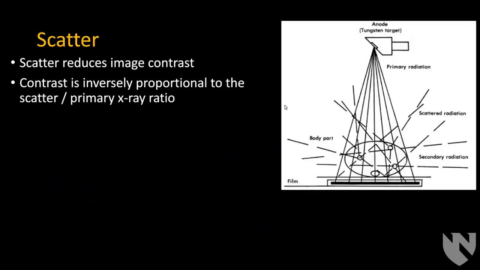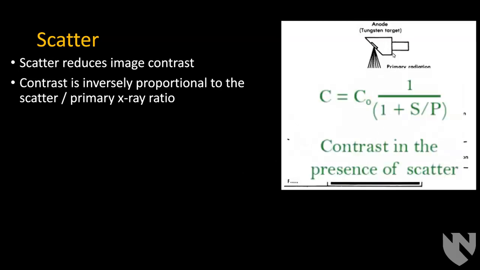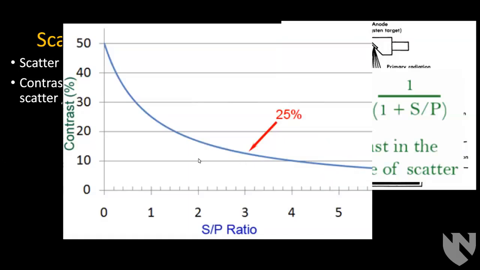Okay, scatter grids. So scatter is an issue, especially at higher kVps, that reduces image contrast. And so the more scatter you have, the less contrast you have, because you're getting more X-ray beams where they're not supposed to be, and it basically creates a blurred image, or an image where everything starts to kind of look the same with the more scatter you have.